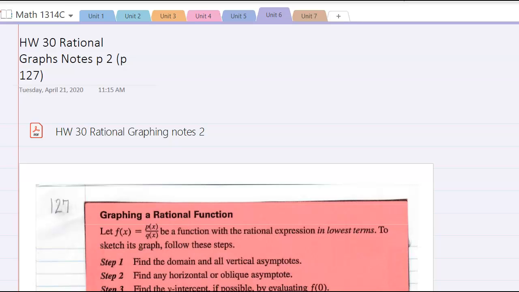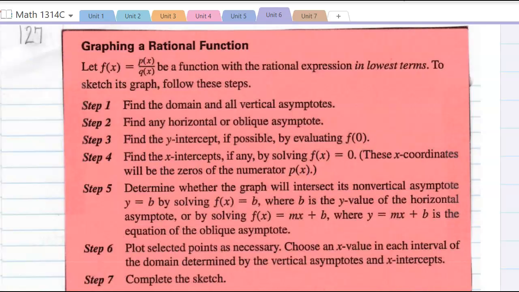This video will cover the second page of notes for the topic of rational graphs. The top of this page has the steps on how to graph rational functions. Remember, the first thing that it states is that our function must be a rational expression in lowest terms. What that means to us is that we're going to have to make sure that we factor when possible and reduce our fractions that are in factored form.